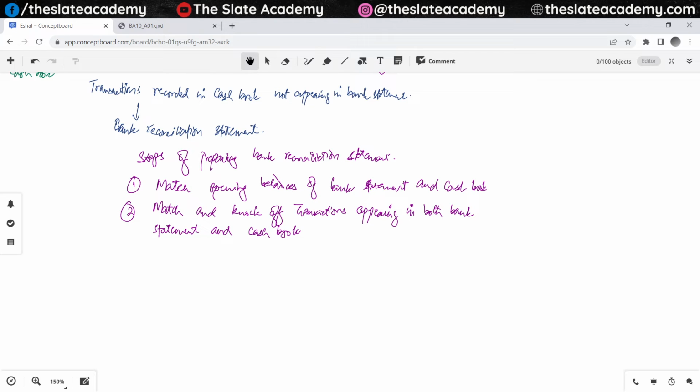So each debit transaction in the bank statement would appear as a credit transaction in the cash book, and each credit transaction in the bank statement would appear as a debit transaction in the cash book. Sorry, I think I said it wrong at first. So each credit transaction in the cash book would appear as a debit transaction in the bank statement, and each debit transaction in the cash book would appear as a credit transaction in the bank statement. Okay, so first of all, we'll knock off all the transactions that are there in both. So these transactions are fine. They're appearing in both the bank statement and cash book. They don't cause us any concern. We'll move on to the transactions that do not match.